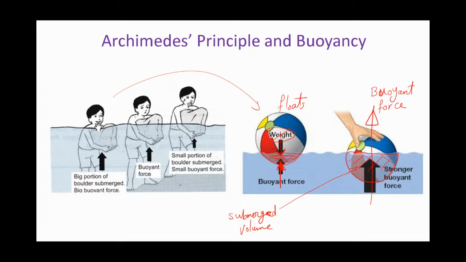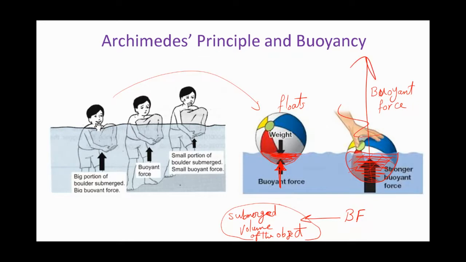So we can deduce roughly that the buoyant force, I will call it BF, depends on the submerged volume of the object. If there is a small volume, there will be little force. But if you submerge more volume, the buoyant force increases. That's why if you push it down, then suddenly you leave it, it will move up. Okay?